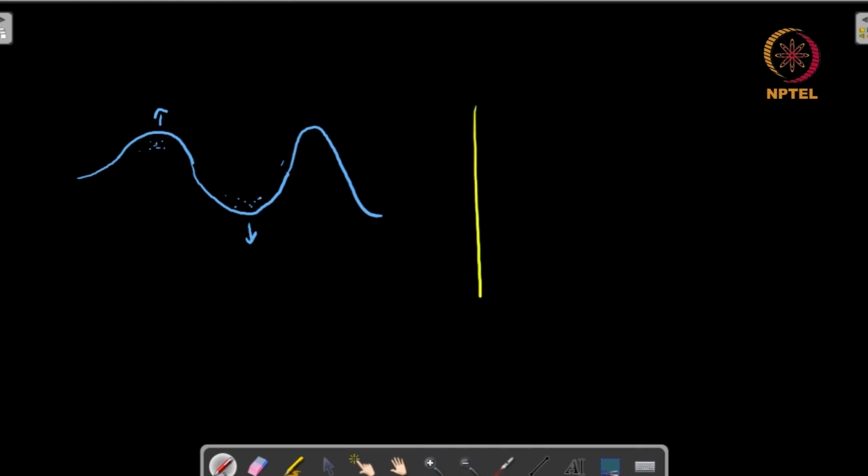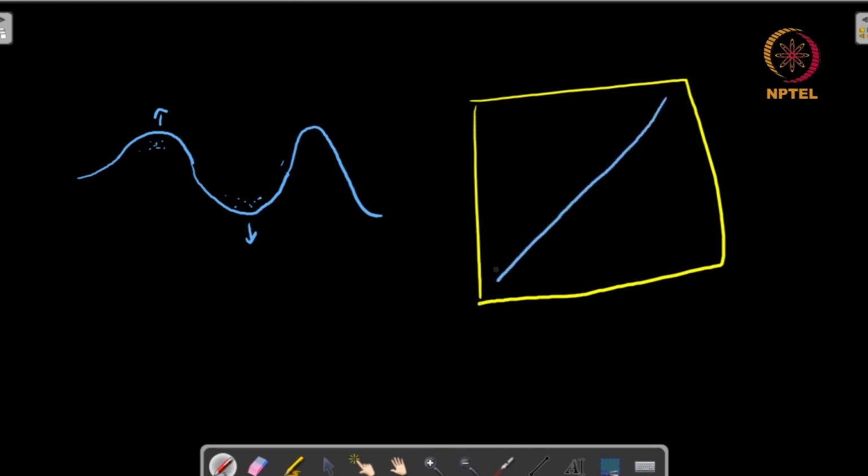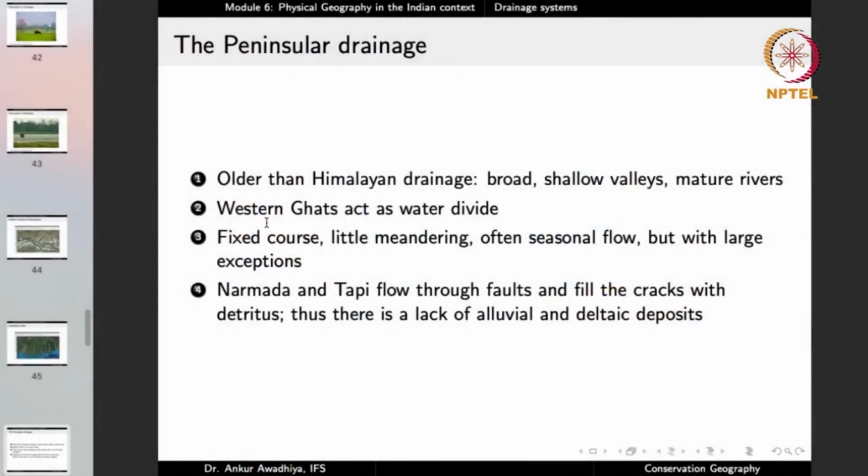But if you have an area where you have rocks, and because of long times of erosion, now the courses have been etched in the rock. So it is now not possible for these rivers to erode the sides and create a meander. So they have a fixed course with little meandering. The flow is often seasonal because in the rainy season they'll have large amounts of water. In the summer seasons there are no snow-clad mountains to provide them with water.